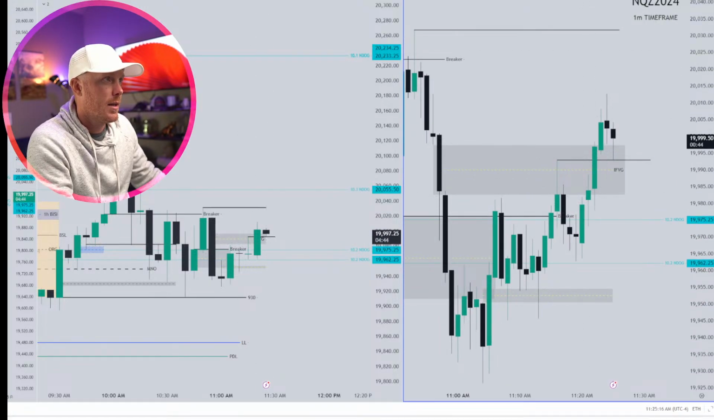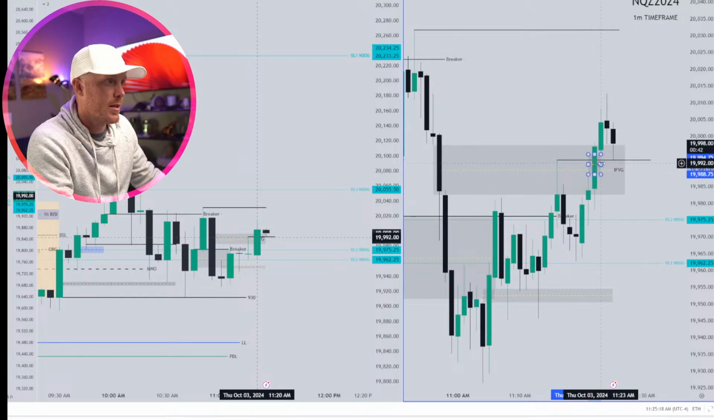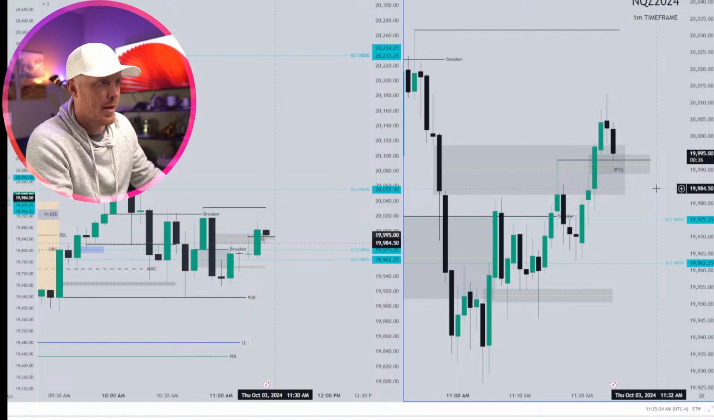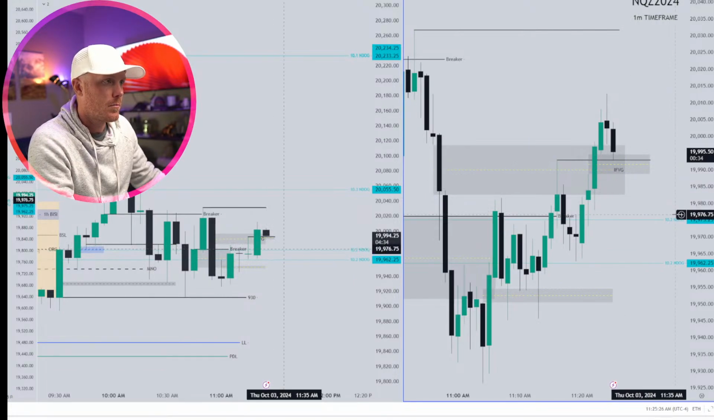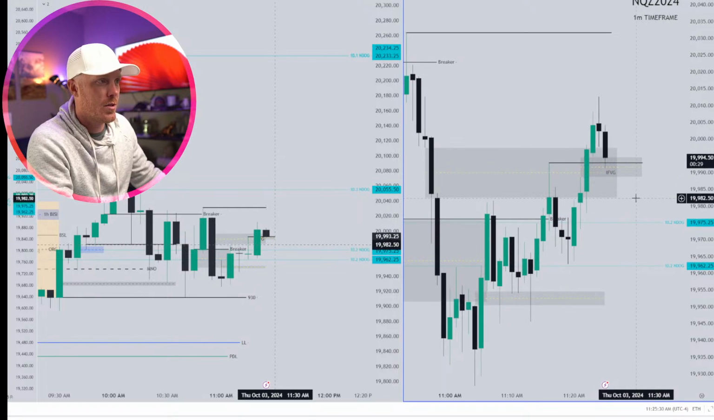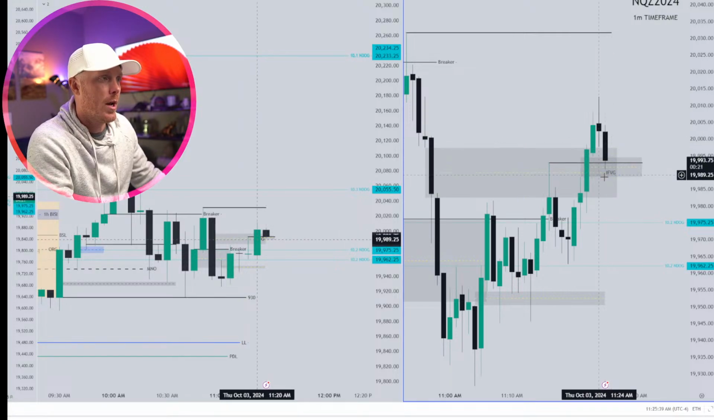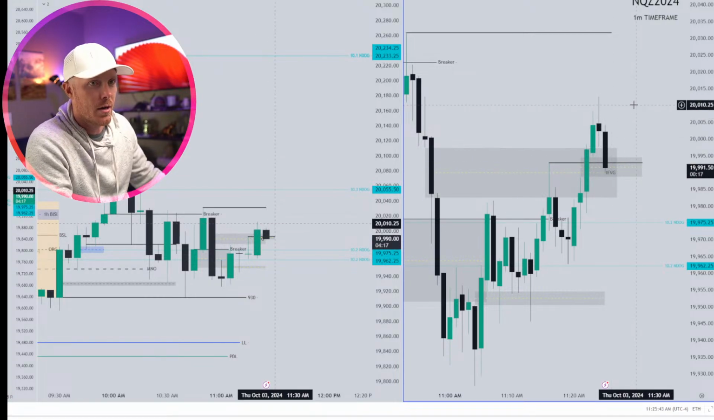In fact, if we close below this, we may actually see a move to this low. That's why I'm saying it's not an A+ by any means. So we're reading order flow at this moment. What's going to happen here? I'm not taking a single stab. If anything, I'm waiting for a 1-minute change in state of delivery to confirm that we want to move higher.